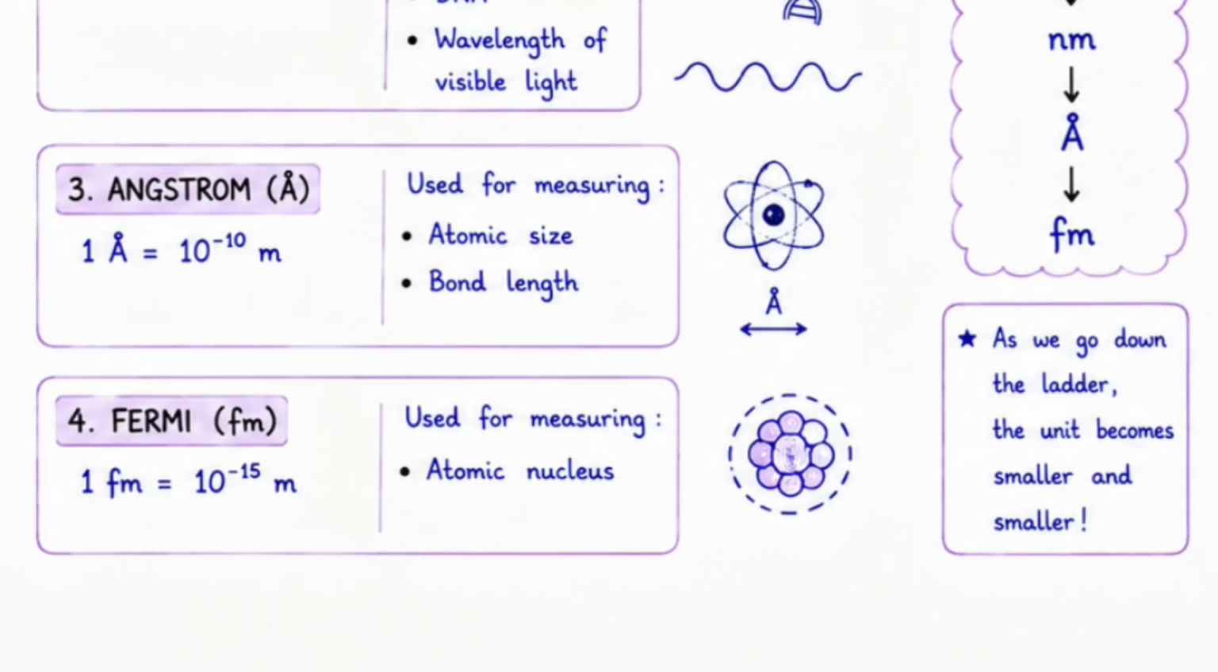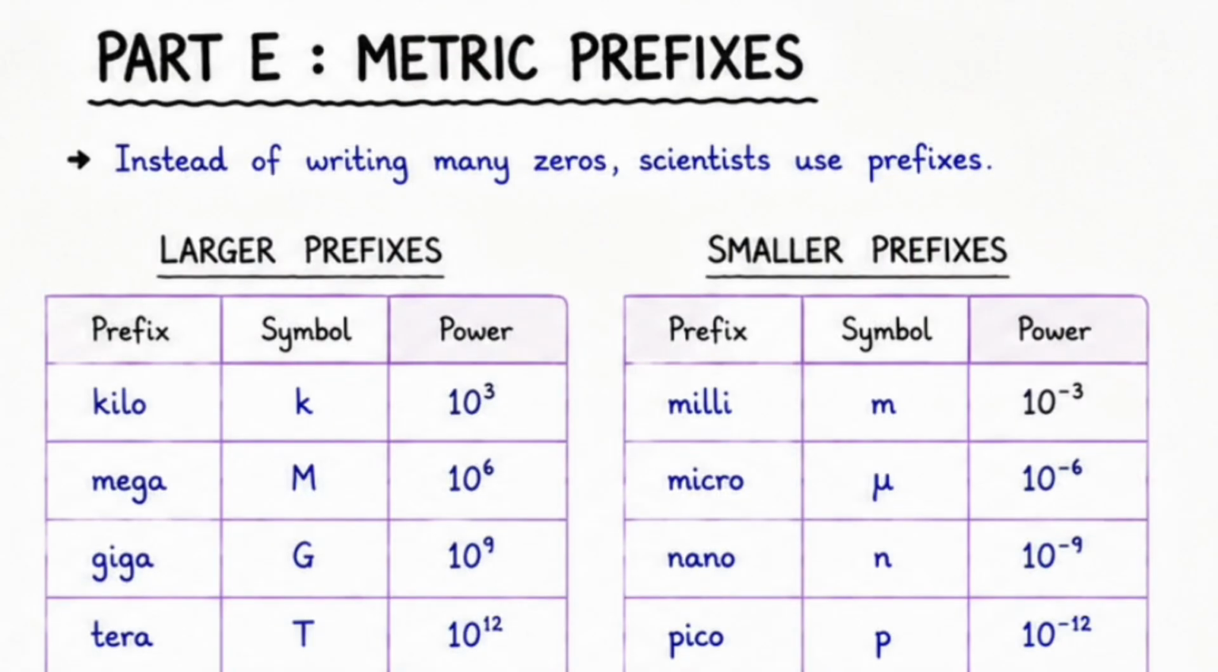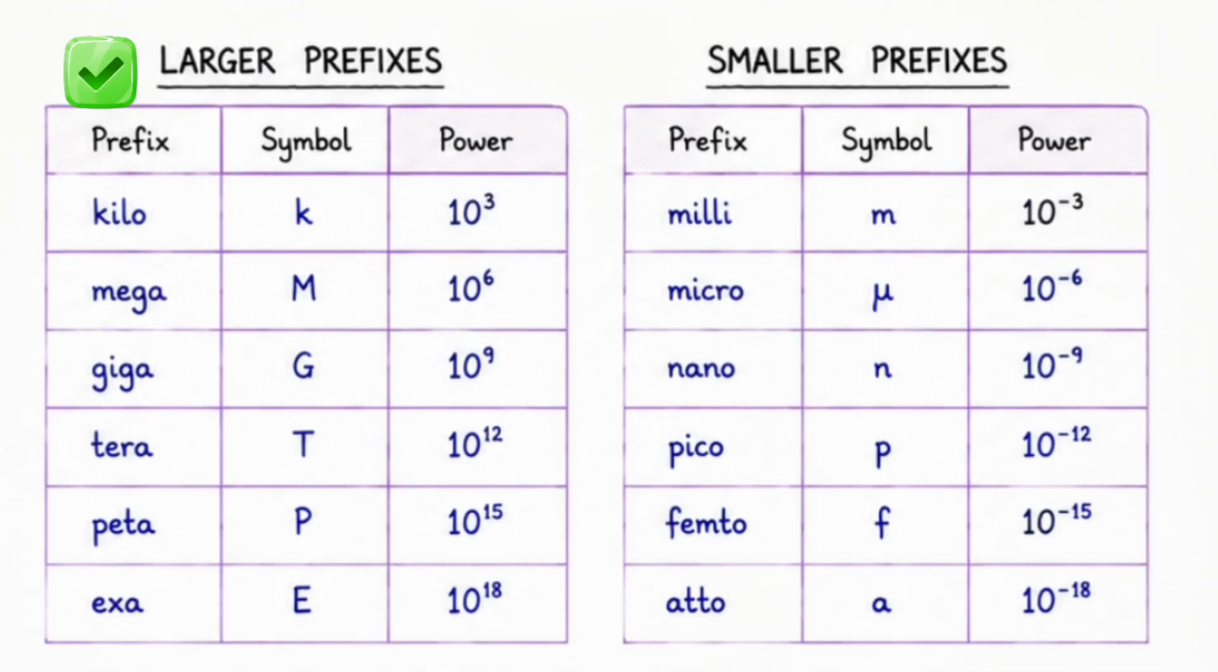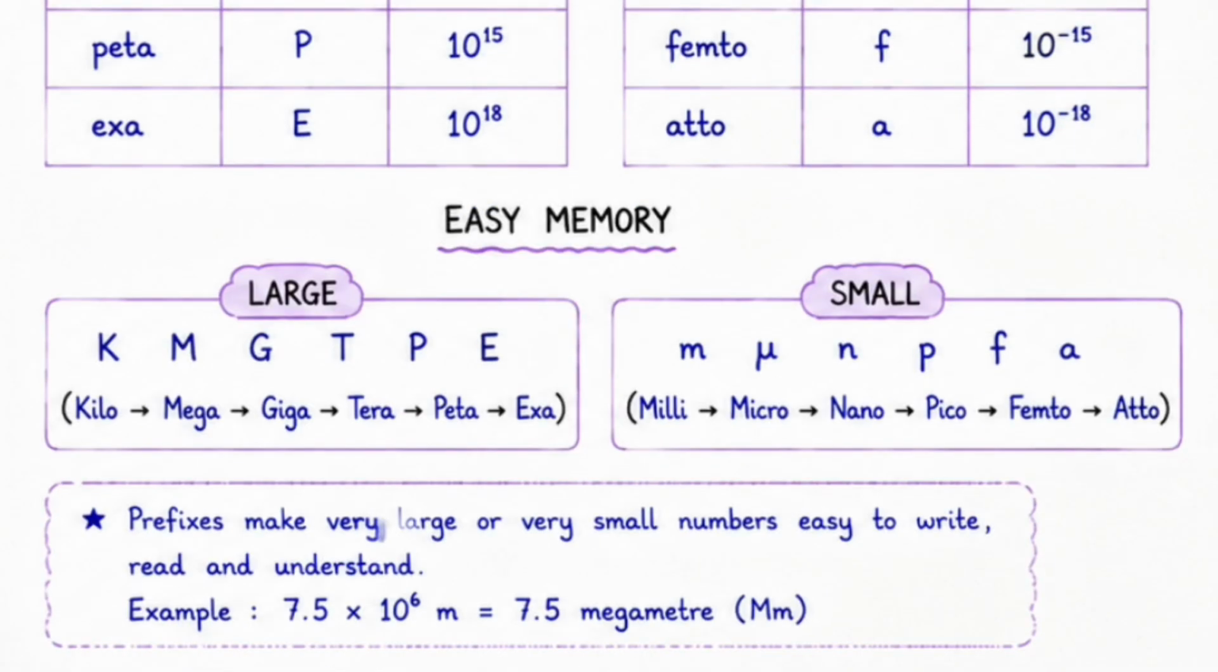The next part is metric prefixes. A prefix is a word added before a unit to represent multiplication or division by powers of 10. Instead of writing many zeros, we simply use prefixes. For larger numbers, we use prefixes like kilo, mega, giga, tera, peta, exa, etc. And for smaller numbers, we use the prefixes milli, micro, nano, pico, femto, atto. These are the memory tricks written here to memorize these prefixes. You can note them down.